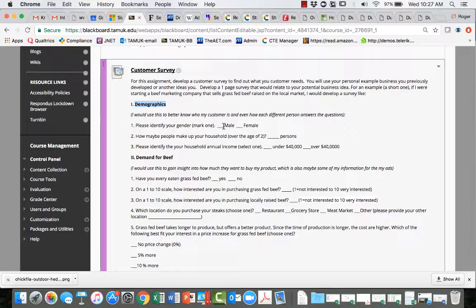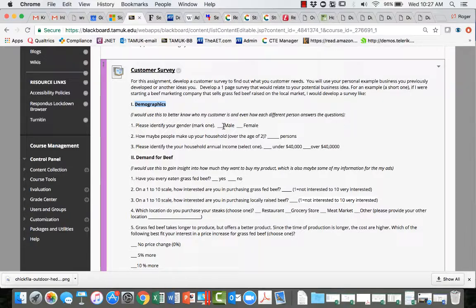Are they male or female? Are they married or not married? Do they have a household of a certain size? Maybe their income's important to you so they can pay for this. Or maybe it's interested in where they live. So they live on a ranch or a farming operation, or they live in town. You may have several different parts of what it is your customer looks like. So that's where you have to describe this.